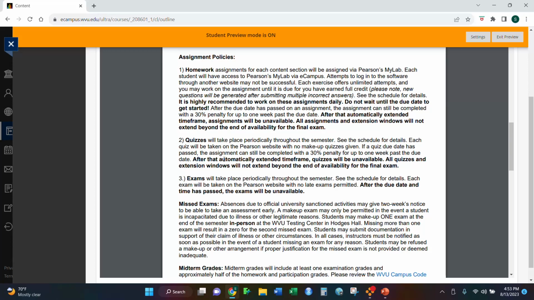As I mentioned, there are quizzes throughout the semester. We'll take a look at the schedule to show you exactly where they are. Quizzes are going to operate the same as the homework policy. You'll have a week to work on the quiz. It'll cover the material since either the last quiz or the last exam. And you'll have a full week to complete it for full credit, and then you can take it the following week with a 30% penalty.